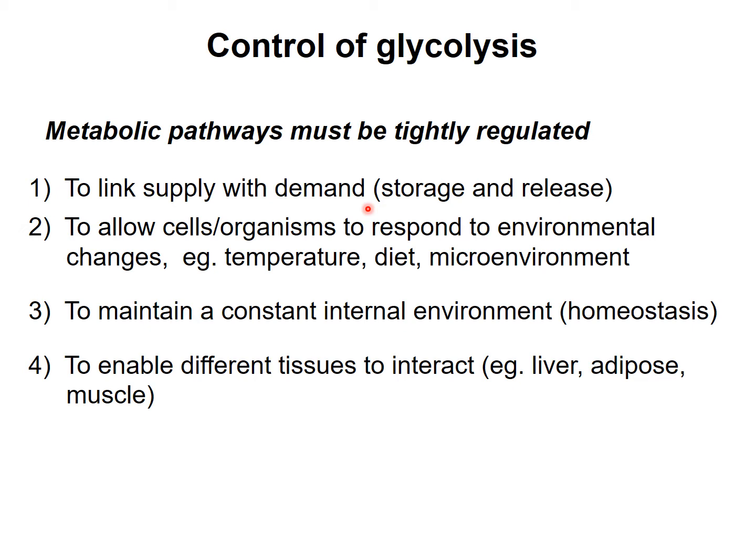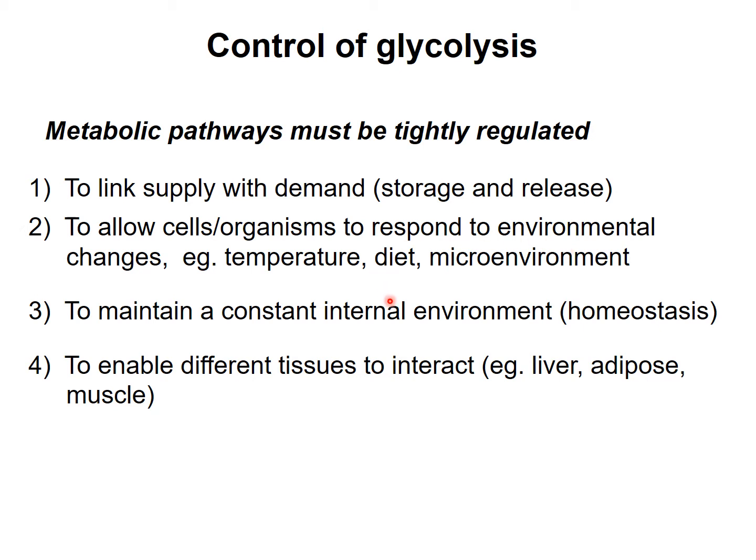A second reason we need the control of glycolysis is to allow cells or organisms to respond to environmental changes, such as changes in temperature, diet, and microenvironment. So it's all about adaptation. For example, the rate of energy production must be adjusted to the environment, such as in the winter, you're going to need more energy than in the summer, and so on.